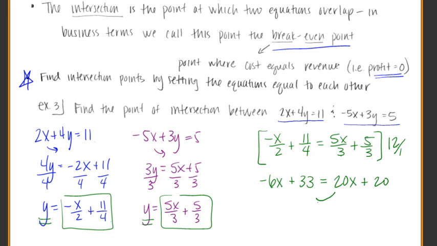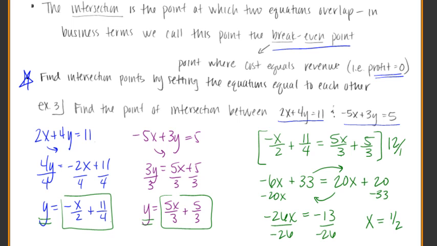So let's group all of our x's together and put all of our constants together. So a negative 6, and when I move the 20x over, it's going to be a negative 20x. And when I move that 33 over, it'll be a negative 33. Okay, so negative 6 and a negative 20 is a negative 26x, and 20 minus 33 is negative 13. Let's divide off that negative 26, and we get x to be 1/2.